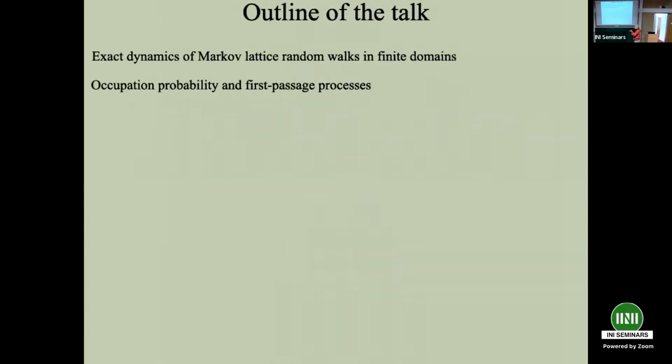So what's the outline? I'm going to tell you about exact dynamics for solving the master equation in various contexts, and mainly in finite domains. I will not talk too much about unbounded domains, but many of the results you can look at and use in unbounded domains. Essentially, we deal with occupation probability in space and time, or generating function, and the first passage processes.